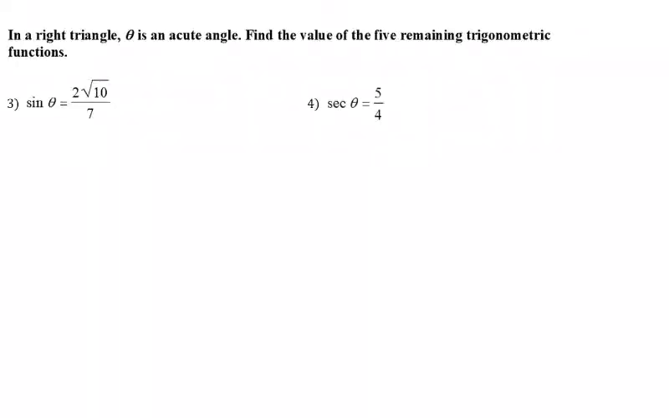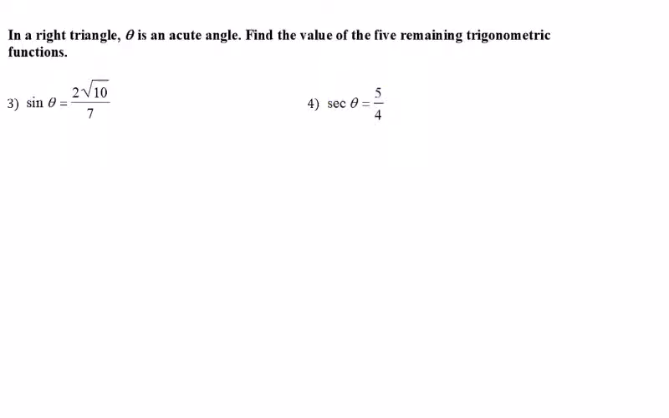All right, 3 and 4 here. It says in a right triangle, theta is an acute angle. Find the value of the 5 remaining trigonometric functions. So we're basically given one trig function, like in this case sine, in this case secant, and we're asked to find the other trig functions.